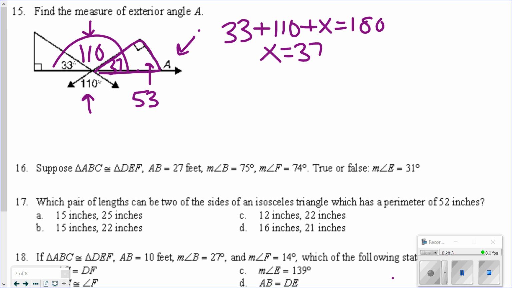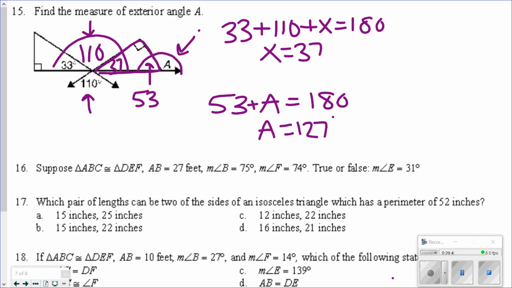So now looking at that angle with this angle, this is just a big puzzle. I know that 53 plus angle A has to equal 180 because once again, they are a linear pair. So that means A has to equal 127.